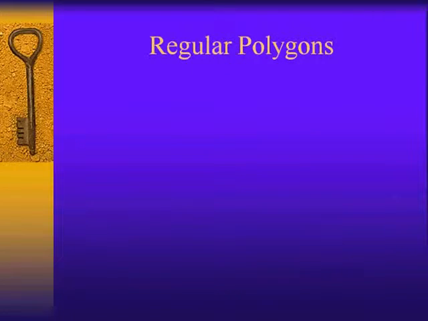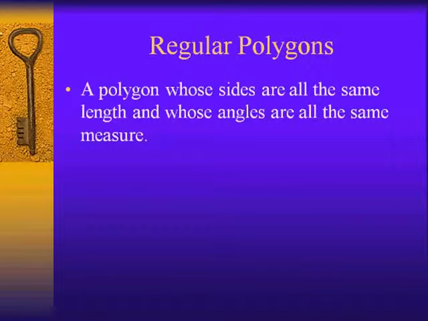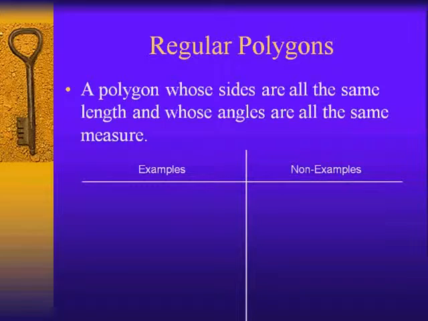Now, in addition to that, we have what we call regular polygons. They're special polygons. It's a polygon whose sides are all the same length and whose angles are all the same measure. So again, we'll go over several examples and non-examples. The square and triangle are two shapes you should be very familiar with. Now, by definition, they have to have all sides equal and all angles equal. So that means that all sides, all angles equal means they fit into that regular polygon category.